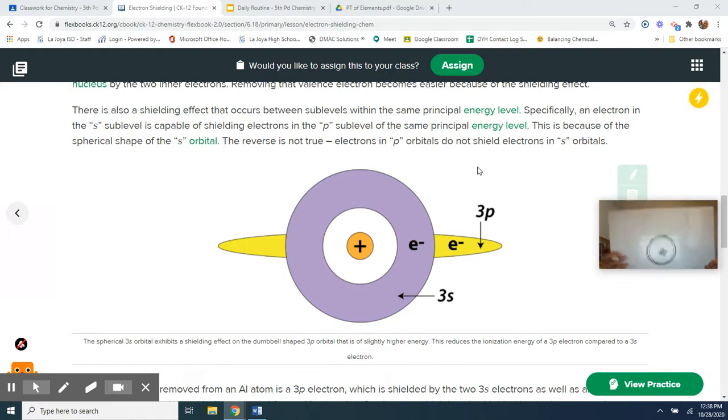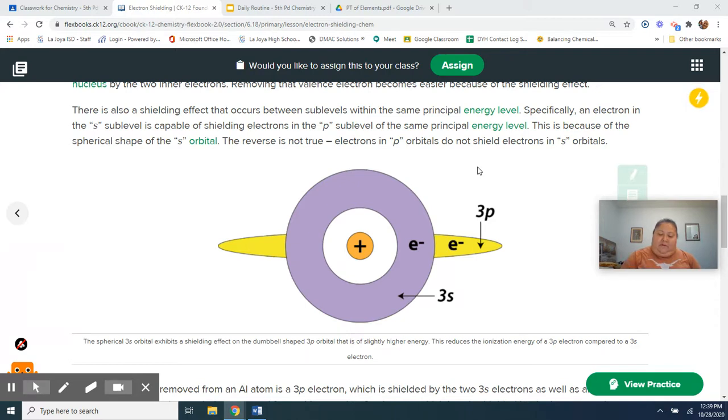Now, it looks like a sphere. It looks like a ball, right? Think of it as a basketball. And that basketball goes all the way around the nucleus. And then you have electrons in that orbital, so I'm going to put some dots just to represent. But you also have a p orbital.